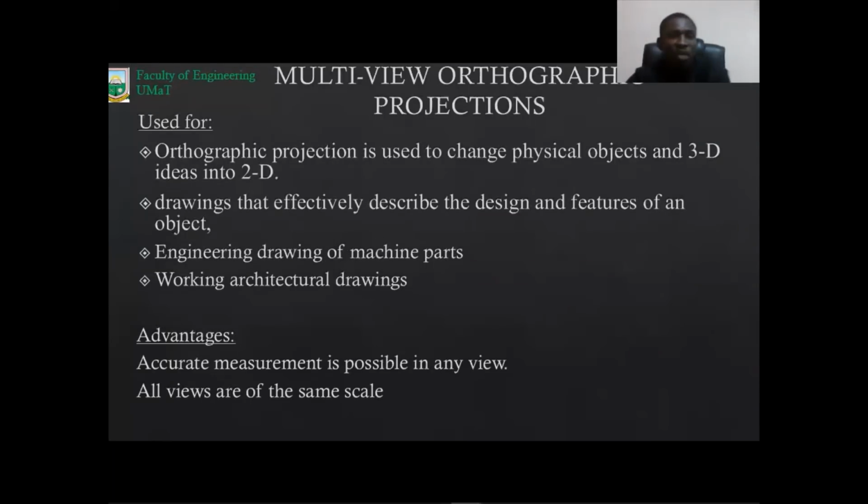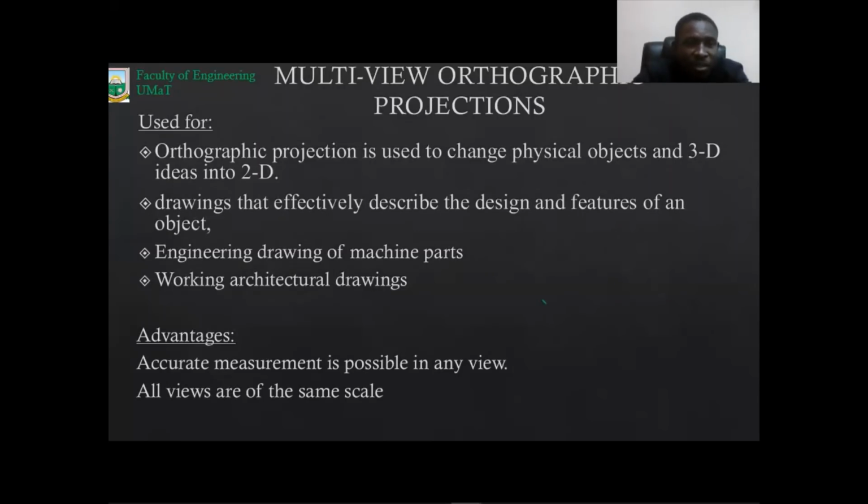Now we are looking at multi-view orthographic projections. Multi-view, so many views, depending on what part of the three-dimensional object we are interested in. We can have as many views of that object as possible. What are multi-view orthographic projections used for? They are used to change physical objects and three-dimensional ideas into two-dimensional ones. Just like the other ones, orthographic projection is another way of representing three-dimensional objects in a two-dimensional way. The multi-view orthographic projections can also effectively describe the design and features of an object.